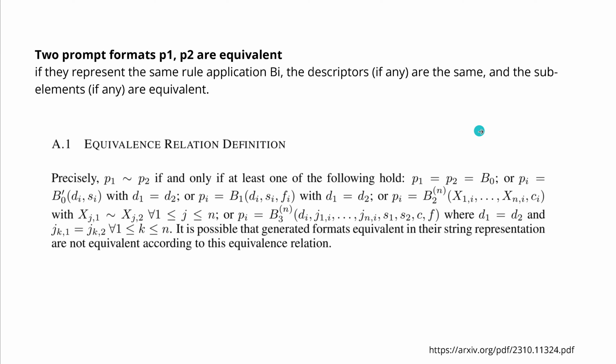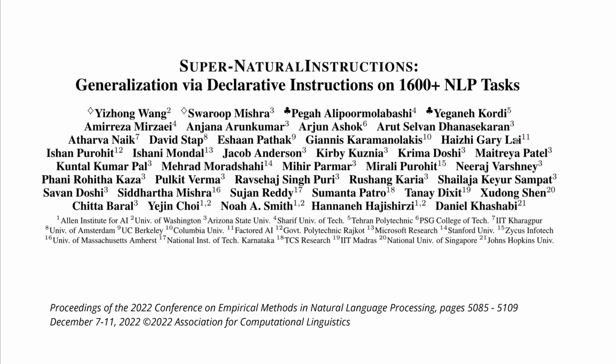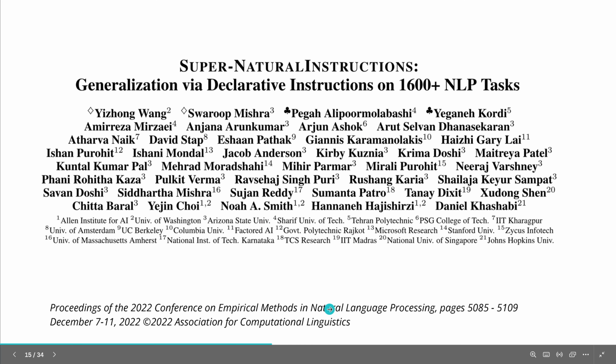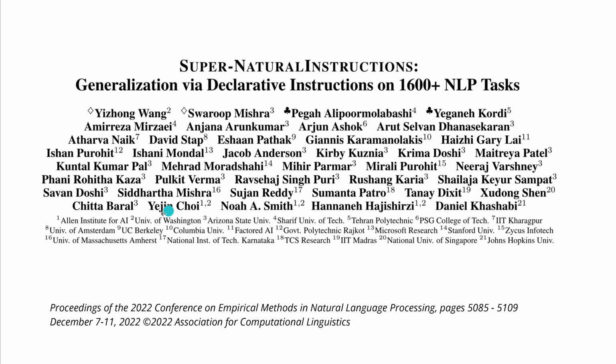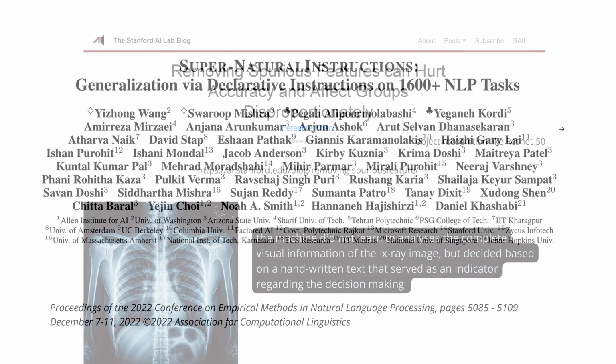And they said, hey, when are two prompts equivalent? And they had a mathematical definition. And they refer to the Proceedings of the Association for Computational Linguistics in December 2022. I was not aware of this at all. I missed it, I have to tell you. We have UC Berkeley, Stanford University, Johns Hopkins University. Please have a look at this.